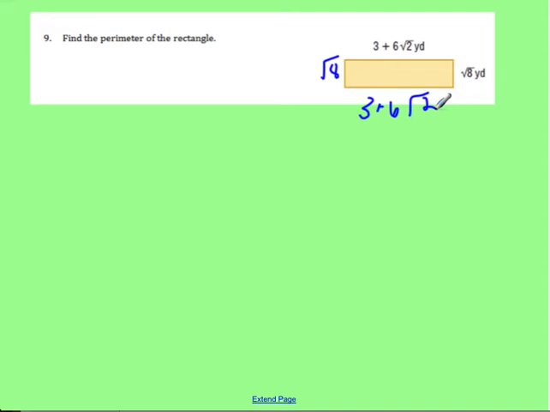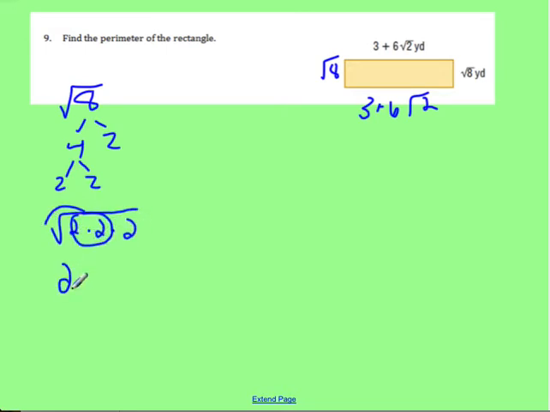So before I go any further, I'm going to simplify the square root of 8. So the square root of 8 you can simplify into 4 and 2, and then 2 and 2. So I'm going to have the square root of 2 times 2 times 2. So I could take out one pair of 2. So I'm left with 2 square root of 2. So that's what these two sides are going to become.